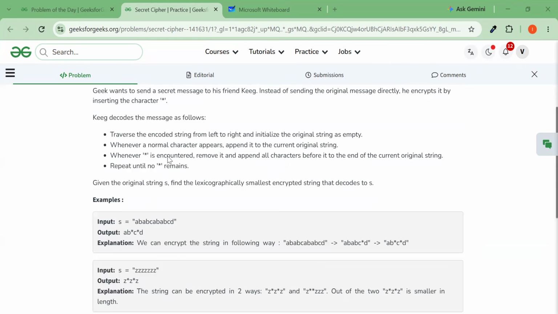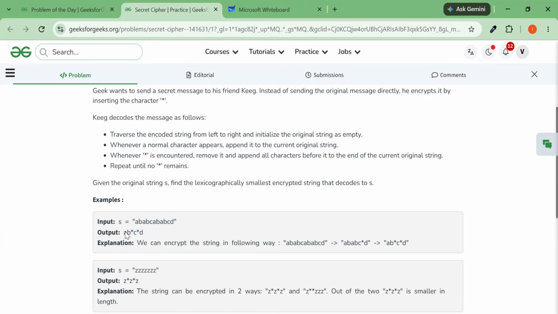To do that, consider how to decode that particular message. We have to traverse the encoded string from left to right, and if we find a normal character, meaning any lowercase character, then we have to append it to the original string. If we find an asterisk, then we have to take the previous string that we have calculated and repeat it, and we do this until no asterisk remains. So this is the algorithm to convert the input string to this string.